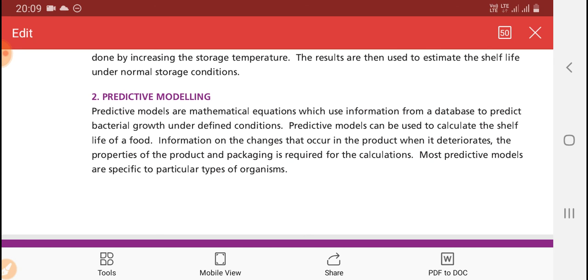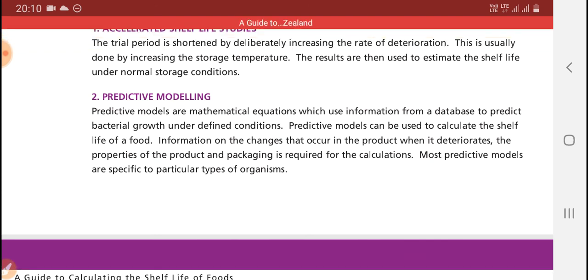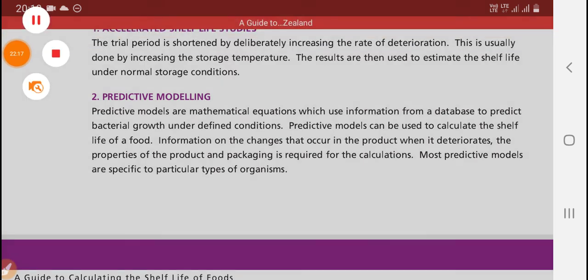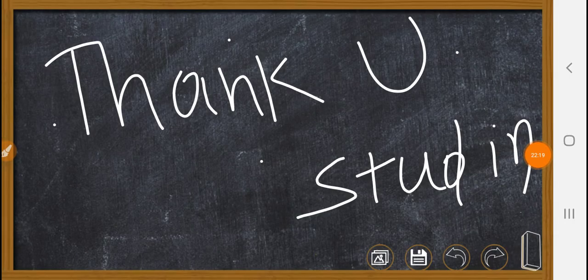calculate your shelf life. So with this, we have understood the shelf life study of food material, and how to conduct a shelf life study. Thank you a lot.